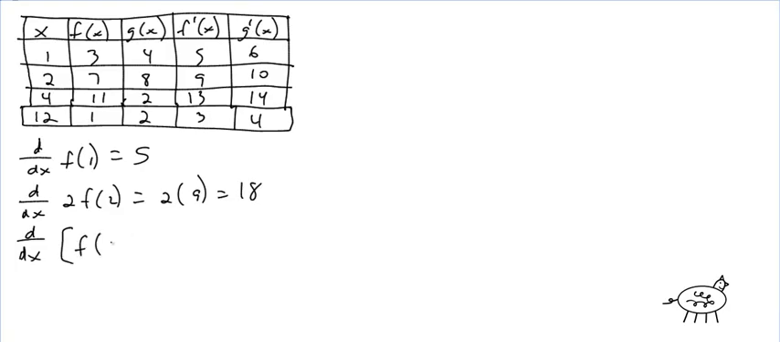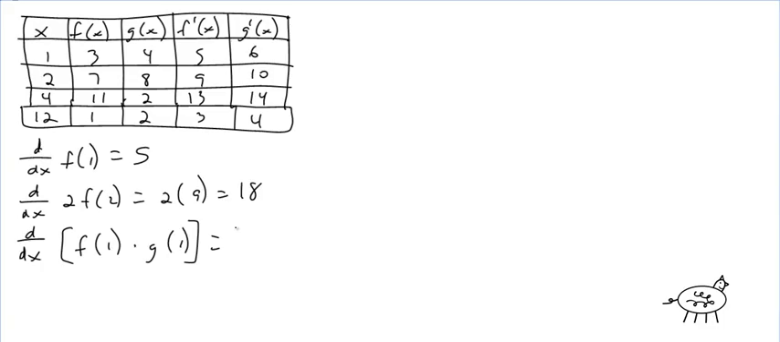d by dx of f of 1 times g of 1. Okay, so what are you going to do here? Don't just plug in a 1 into f of 1 and g of 1 and then take the derivative. I mean, you can't do that. What do you have to do here, math fans? You have two functions. You have multiplication. You're going to use the product rule.